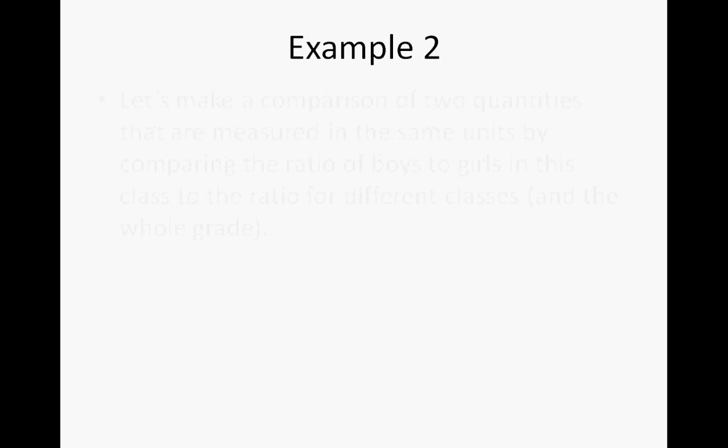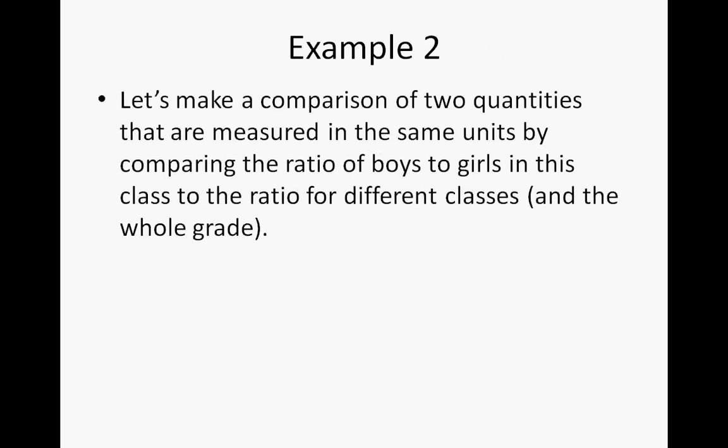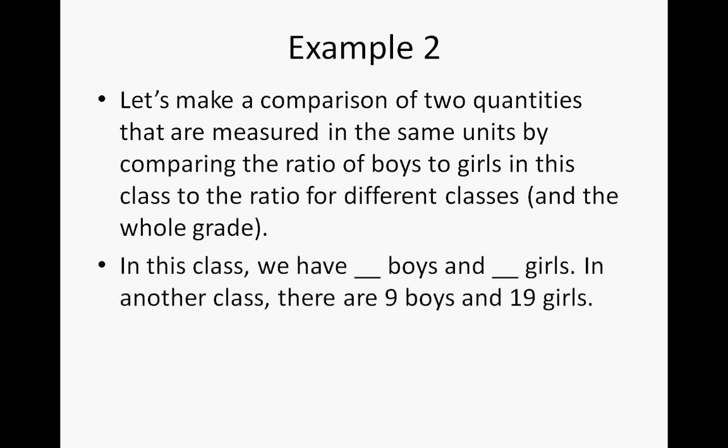Alright, so let's take a look at another example. We're going to make a comparison of two quantities that are measured in the same units by comparing the ratio of boys to girls in this class to the ratio for different classes and the whole 7th grade. In this class we have, and again each class is going to be different, so I'm going to leave it blank. You can get the information from me or from one of your classmates. And in another class we're going to just use standard information that there are 9 boys and 19 girls.